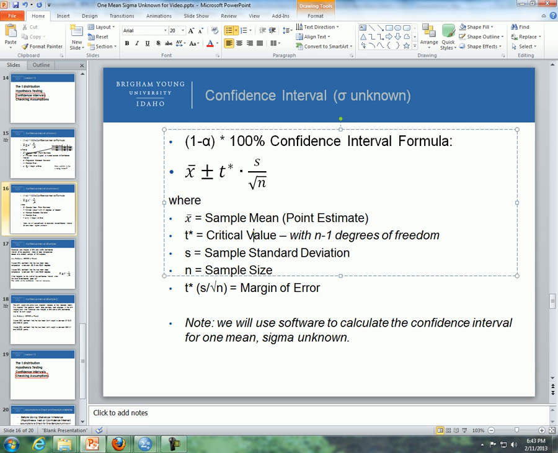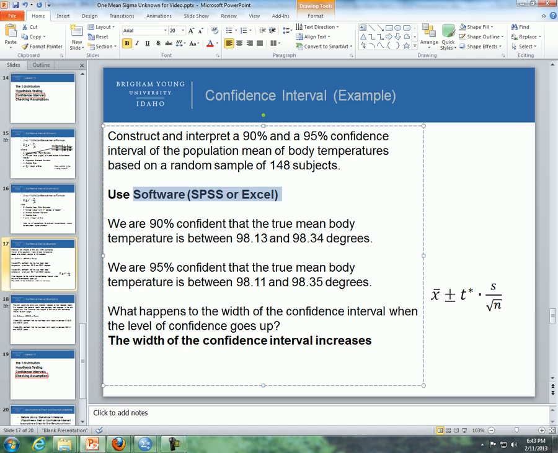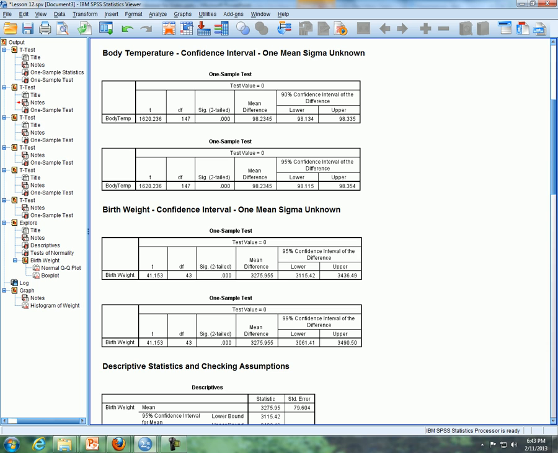So let's go through a couple of examples of how to calculate this confidence interval, where we get a lower bound and an upper bound where we don't know the population standard deviation. Construct and interpret a 90% and a 95% confidence interval of the population mean of body temperatures based on a random sample of 148 subjects. So we use software to get this information, and I'll get to the interpretation in a second. Here's the output I calculated in SPSS, and like I said, Excel will have similar looking output. This is where we get the numbers for the 90 and the 95% confidence interval.